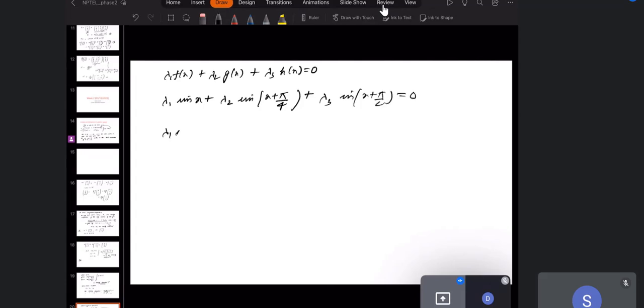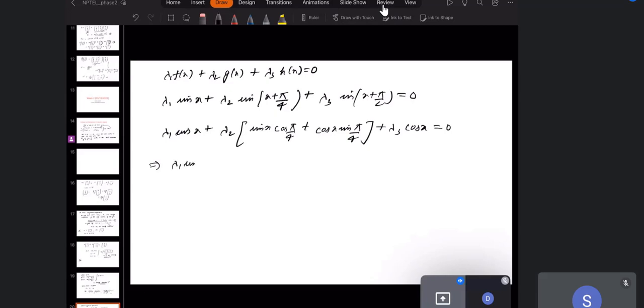Now we know that sine of a plus b is sine a cos b plus cos a sine b. Most of you must know this from high school maths. So we can write this as sine of x into cos of pi by 4 plus cos x sine of pi by 4. And sine of 90 plus x is nothing but cos of x.